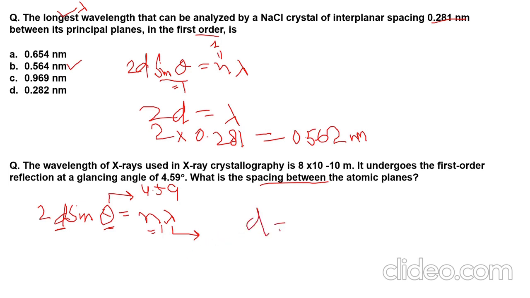So d will be equal to your wavelength, that is 8 into 10 to the power of minus 10 divided by 2 multiplied by sine of 4.59. So that is the value of your d. So you can try to calculate it.